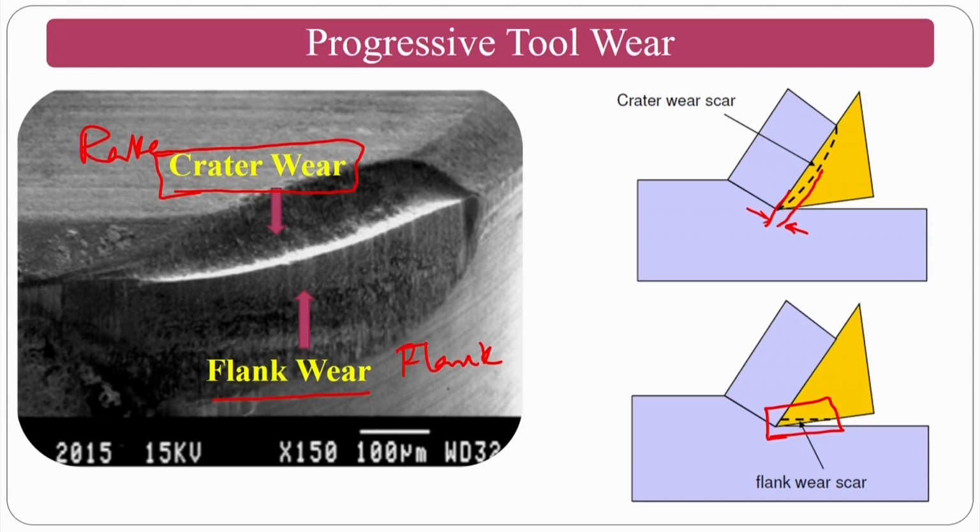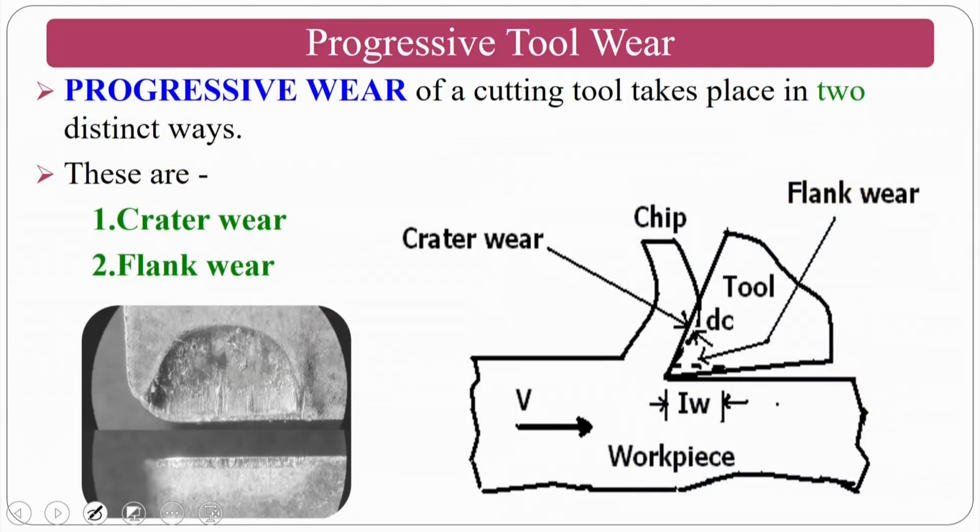There are other wears like notch wear and edge wear, many others, but since this is an introductory course on machining processes, we are concentrating mostly on two wears: crater wear and flank wear. This is the progressive wear.